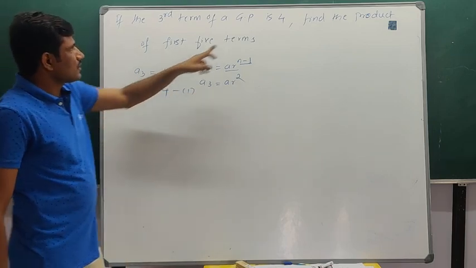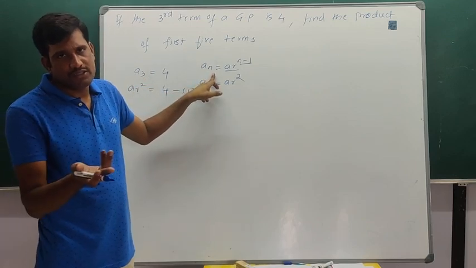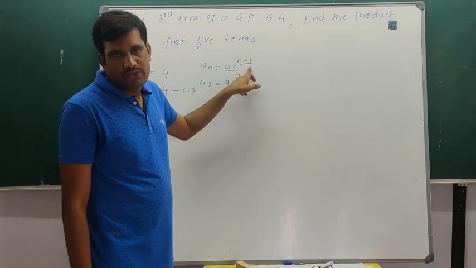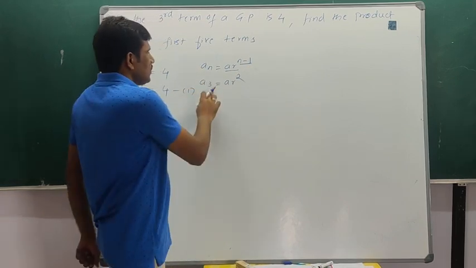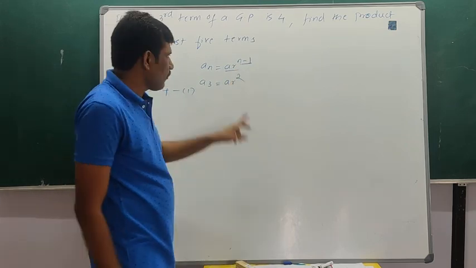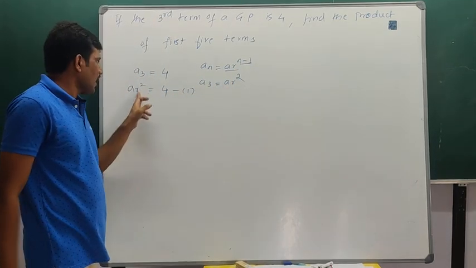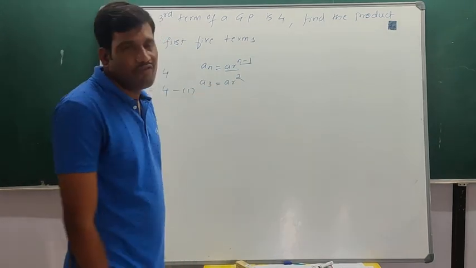So A3, that is the third term, is 4. By using the AN formula, find the third term. What is AN? AR raised to N minus 1. Put N is equal to 3 here. So AR raised to 3 minus 1. What is 3 minus 1? 2. So therefore A3 is AR square is equal to 4. Now we have to find the product of the first 5 terms.